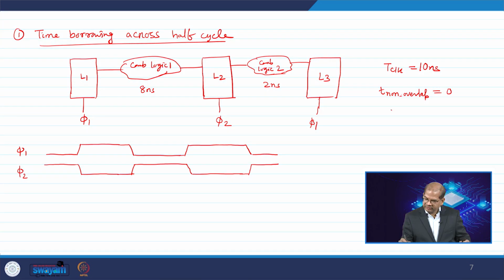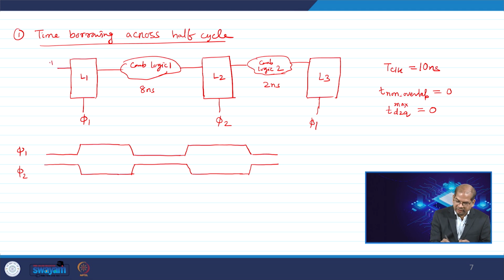So, now for simplicity T d to q max equals 0. Since d to q is 0, this is my D1 pin and this is Q1, D2 pin, this is Q2, D3 pin, then this is Q3. So what will happen is that your combinational logic will evaluate.